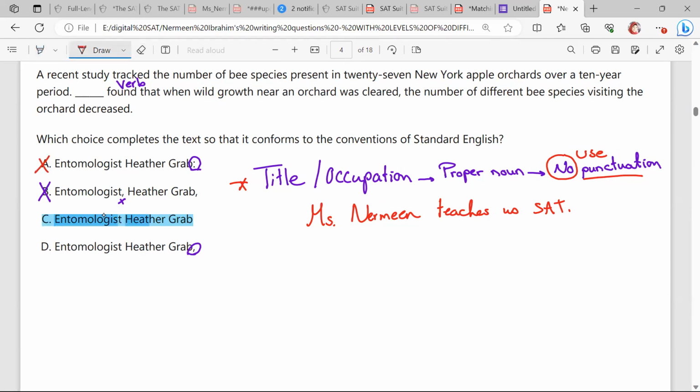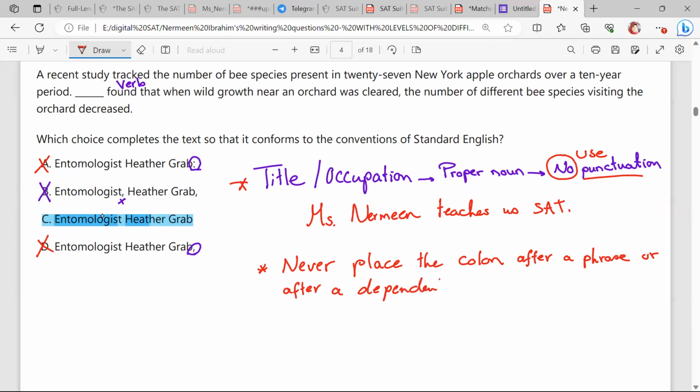Also, there is something related to letter A. For those who went for A, guys, we always use the colon after an independent clause. Never place the colon after a phrase or after a dependent clause. No, you have to use the colon after an independent clause.